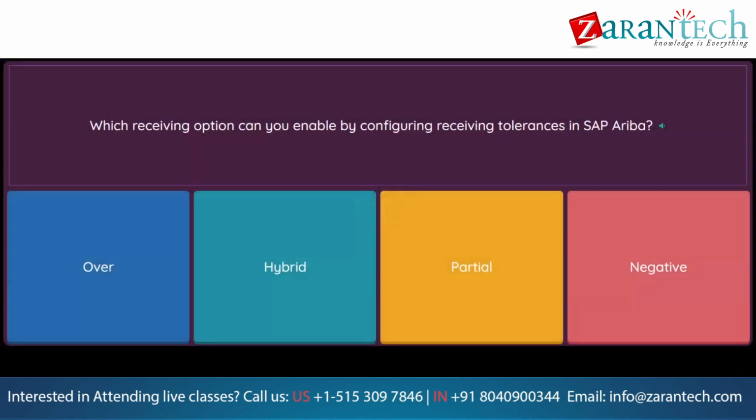Question: which receiving option can you enable by configuring receiving tolerances in SAP Ariba? Option 1: over. Option 2: hybrid. Option 3: partial. Option 4: negative.